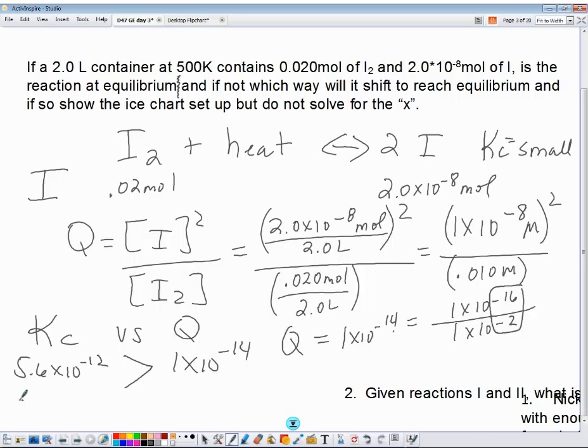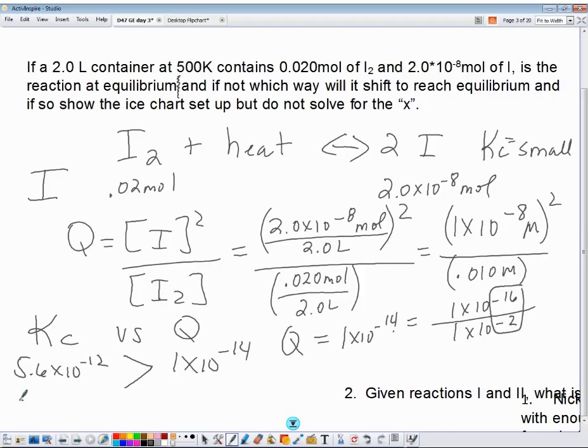Okay, think about this. You got a negative 12 and a negative 14. Which one's bigger? Negative 12 is bigger than negative 14. Because I'm in the negative, it's got to be opposite from what I think. All right. So this reaction is actually going to shift to the right. It's going to shift towards the right until it reaches its equilibrium.